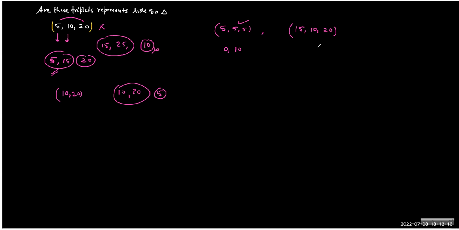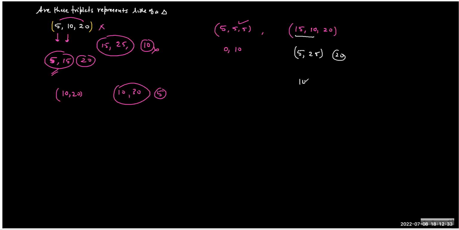So now, yes, it is possible, because if you take 15 and 10, the difference is 5 and the sum is 25. Now our third number is 20, which exactly lies between these two numbers. So as long as it lies between them, it is possible.